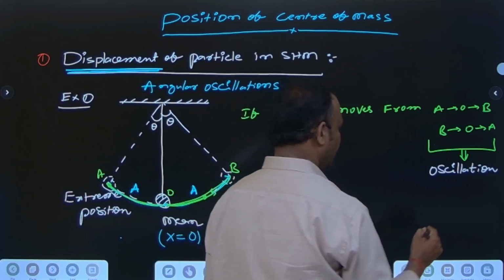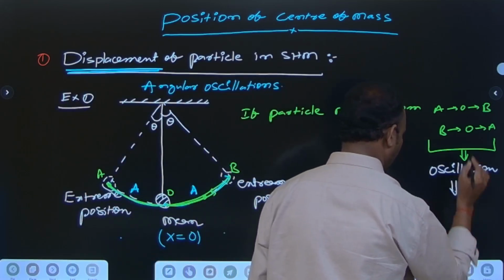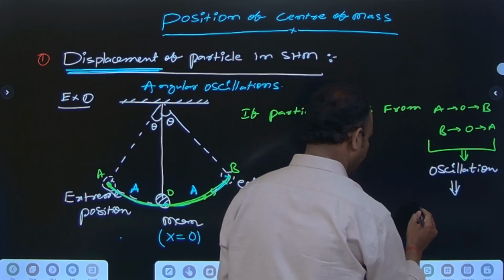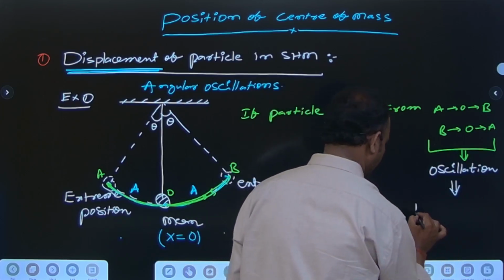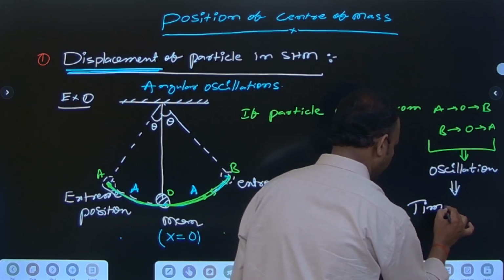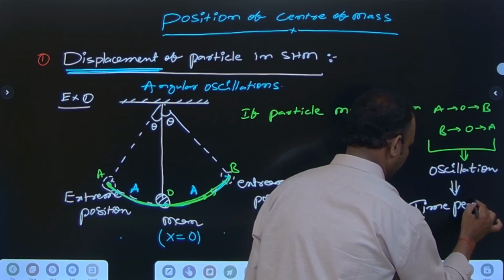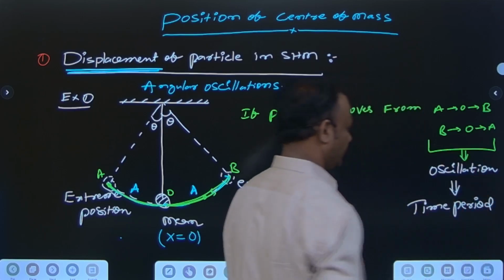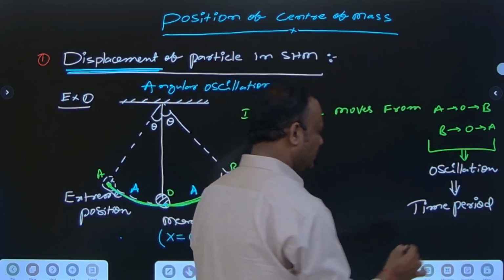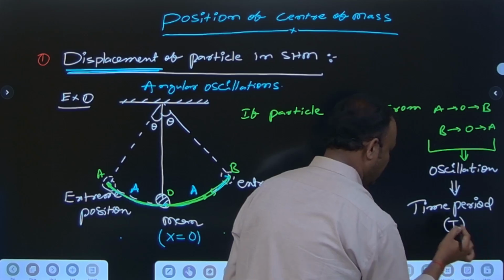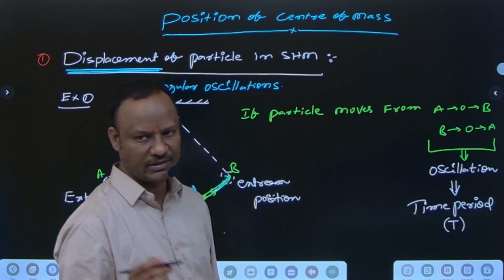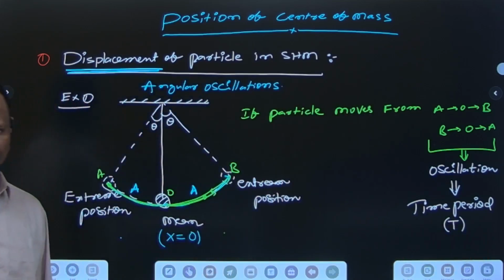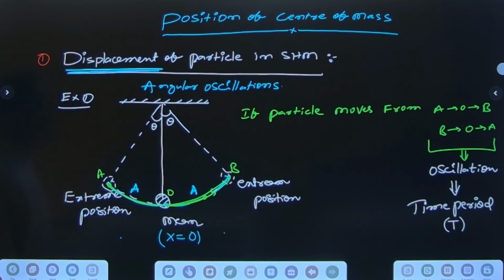The time taken for one complete oscillation is called the time period. So the time period is denoted by capital letter T. Time taken is denoted by small letter t.